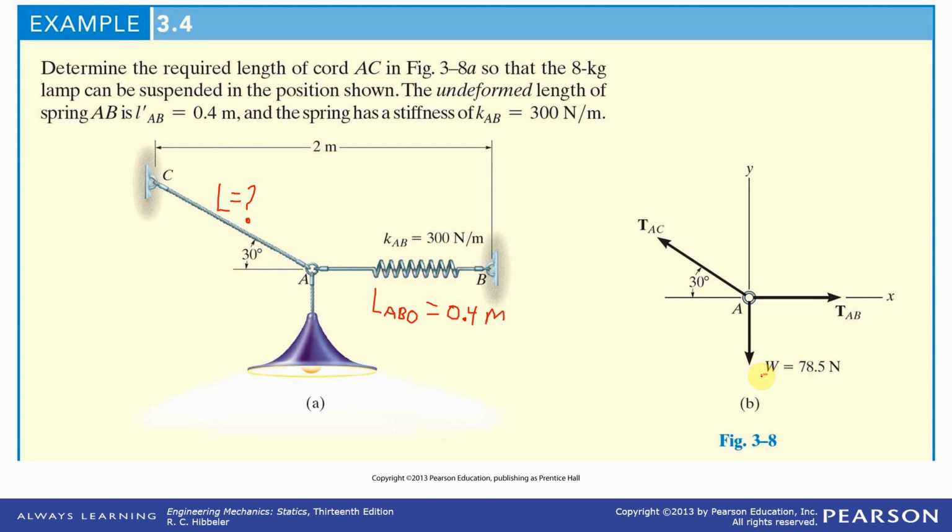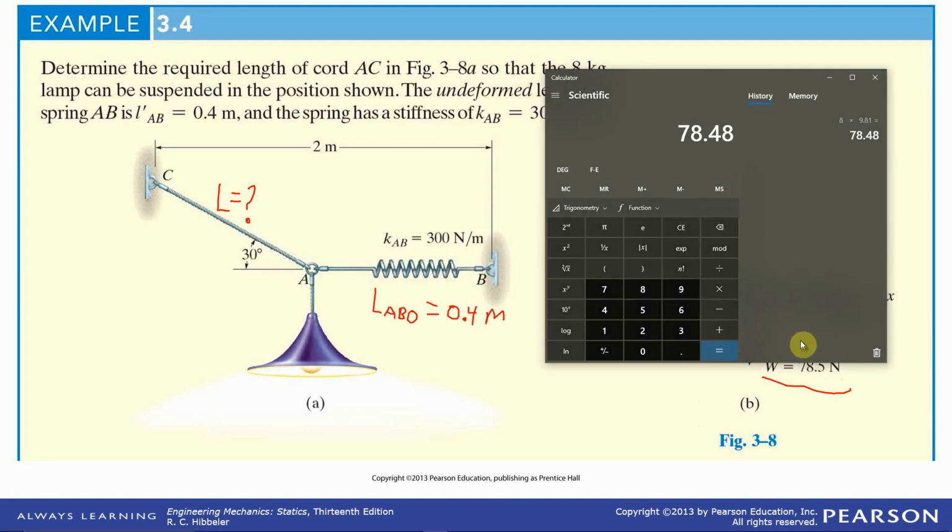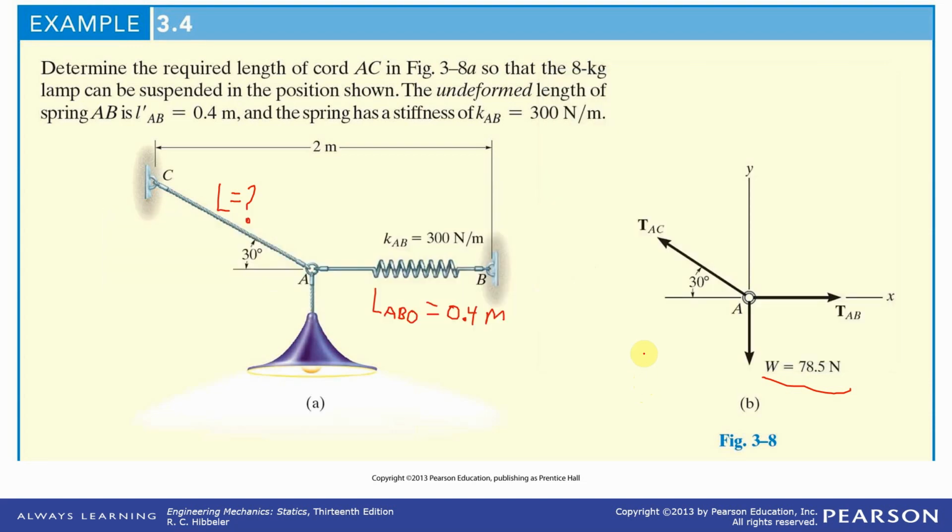And here's the free body diagram over here. We have the three forces, which we'll find out in just a second here. And the actual value, let's go to my calculator. There it is. 78.48 is what I would store in my memory. Memory recall. Keep that 78.48 in memory. Okay, next slide.